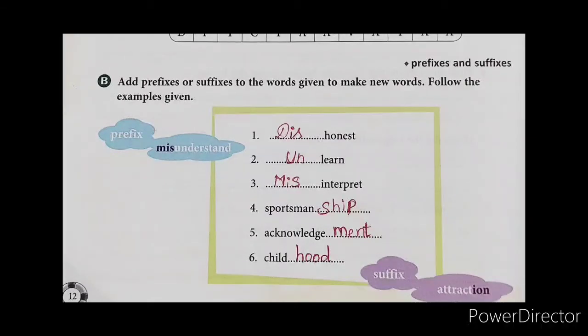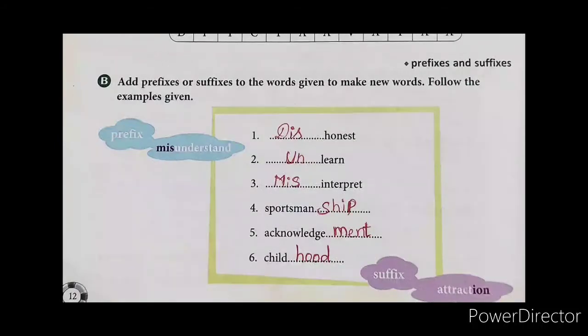So that's what we are going to see in this exercise, children. Look at the first word for you. Dash honest. We are using the prefix dis, D-I-S. Dis, honest, H-O-N-E-S-T. When we add the prefix dis, it is completely changed into another meaning, that is dishonest. Look at the second one. It is also a prefix. So dash learn.